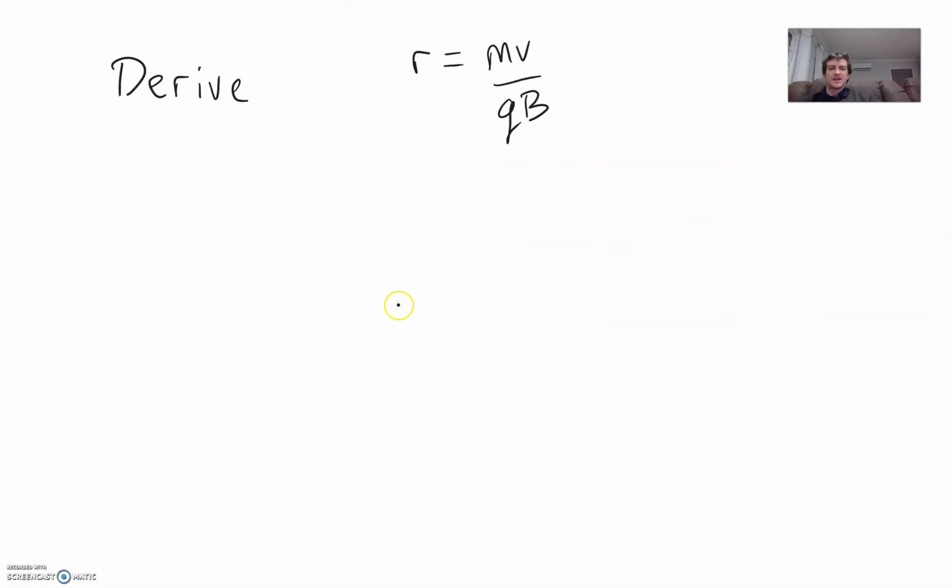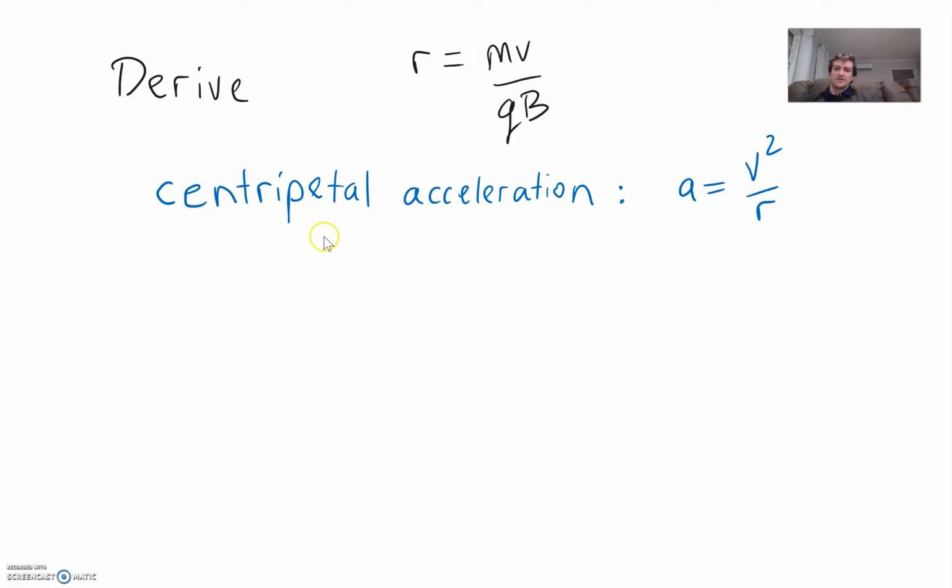In this video, we're going to derive this relationship between the radius, the mass, the velocity, the charge, and the magnetic field strength. We're going to start off by recognizing that this equation is for the radius of the circular path for charged particles in magnetic fields. So we need an equation that relates to circular paths. We'll start off with centripetal acceleration, which always applies if we have something moving in a circle. If we have a circular path, that means we have centripetal acceleration.